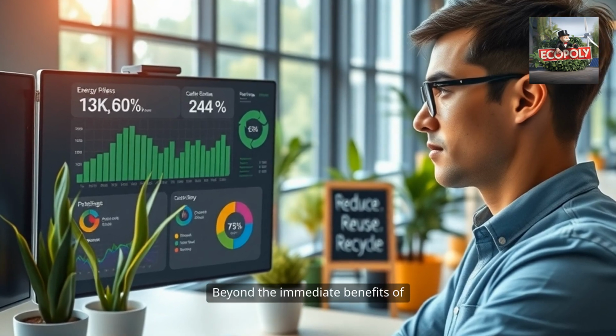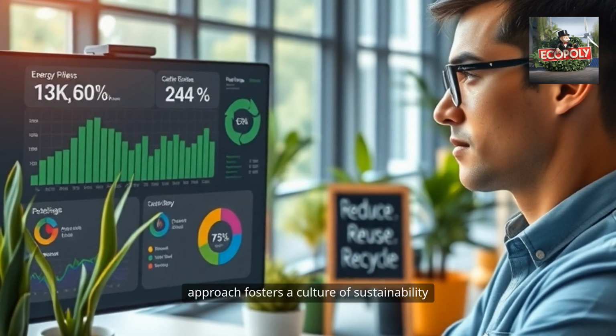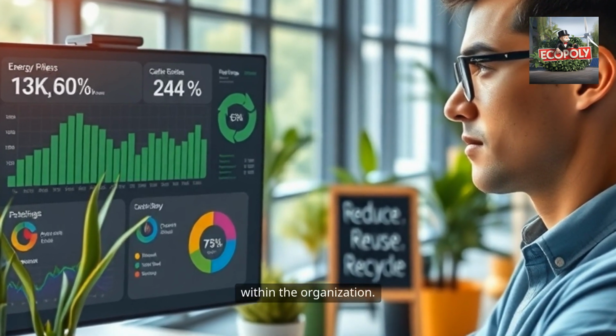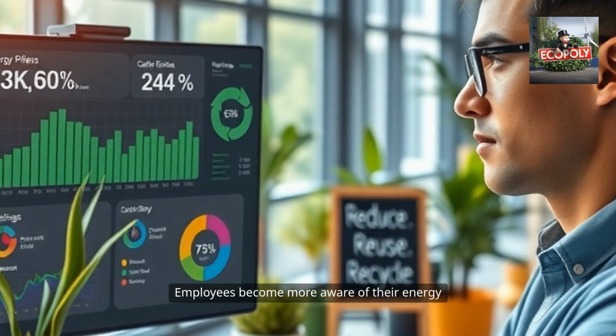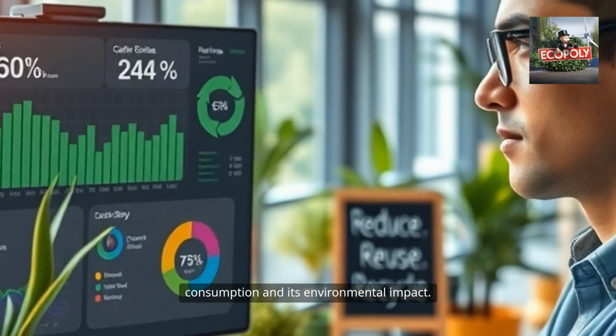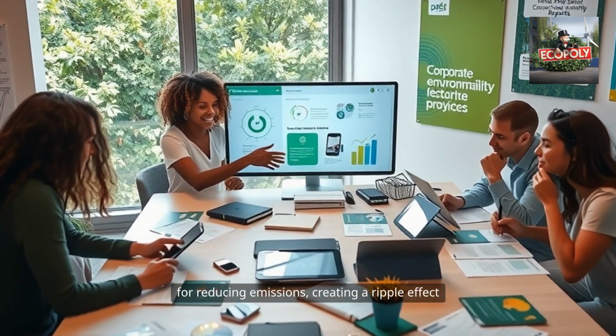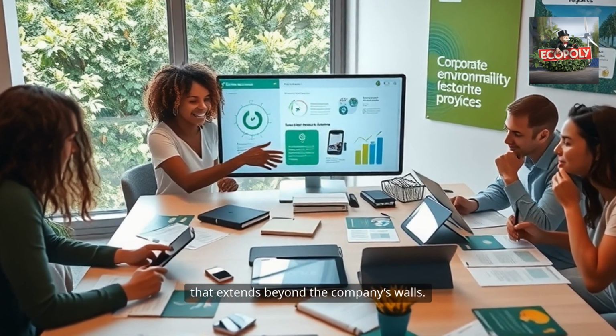Beyond the immediate benefits of tracking emissions, the activity-based approach fosters a culture of sustainability within the organization. Employees become more aware of their energy consumption and its environmental impact. This awareness can lead to innovative ideas for reducing emissions, creating a ripple effect that extends beyond the company's walls.